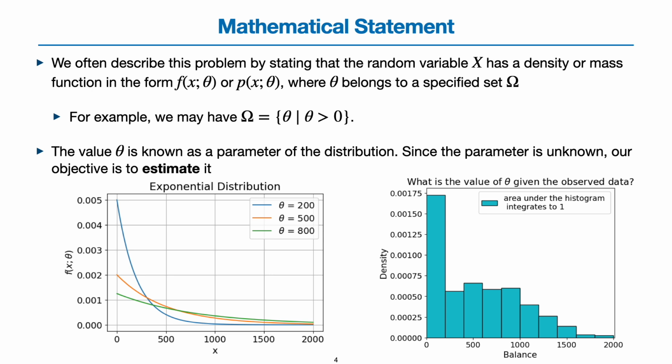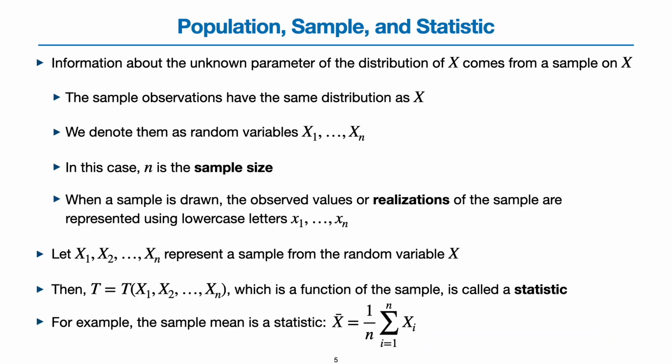But once we actually draw samples, now we know what they are, right? Because we just pick some values. And in that case, we show them using lowercase x1 to xn.